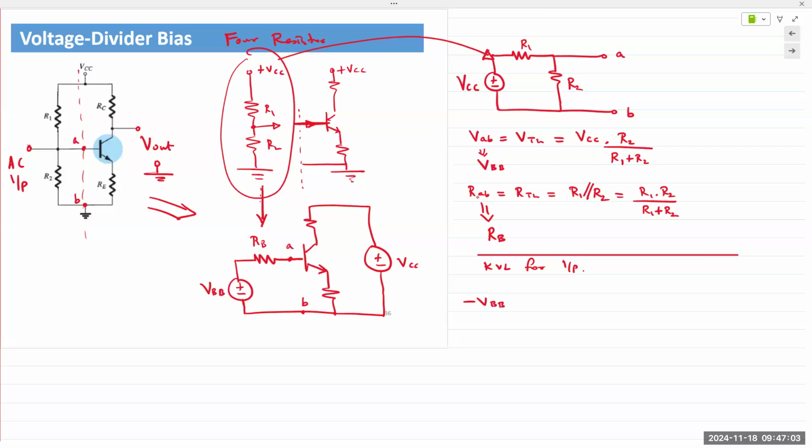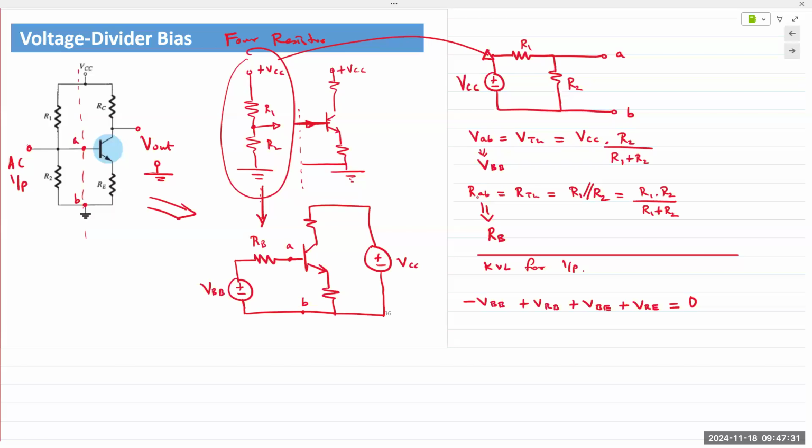minus VBB plus VRB plus the base emitter voltage drop plus the emitter resistor voltage equal to 0. Okay. Now, of course, we can describe IE and IB in terms of IC, right? That's why the input side KVL works.